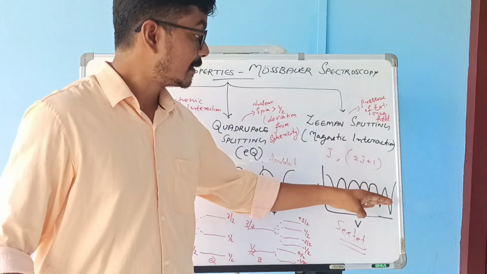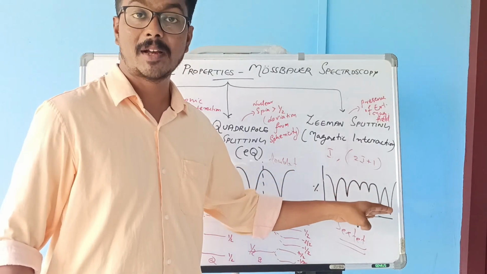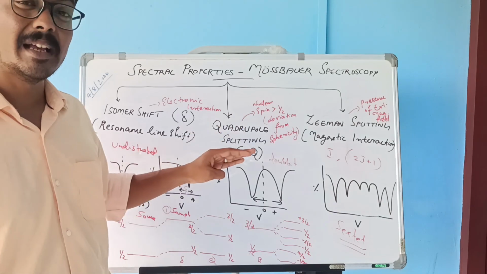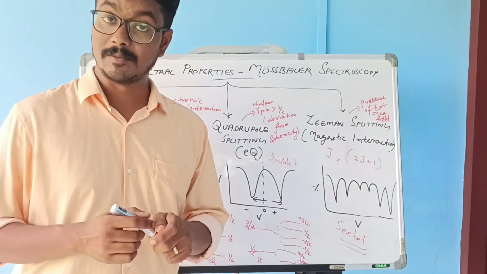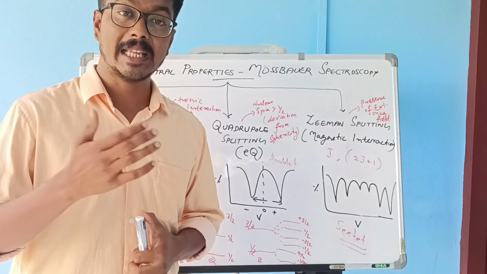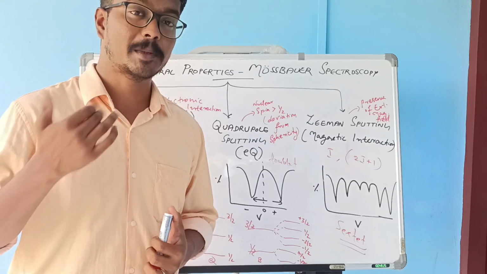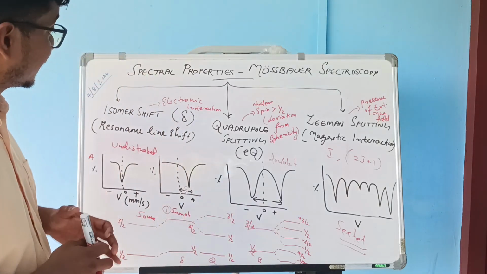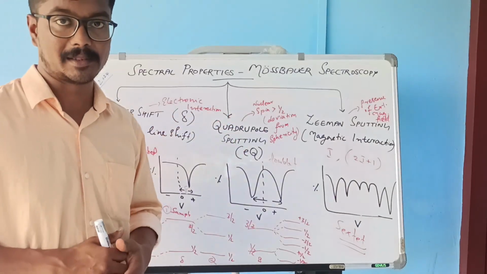So a hyperfine splitting occurs in the spectral line. These are the important spectral parameters we must know in order to analyze and infer data from the spectra that we obtain from the Mössbauer spectrometry. Now we are moving to discuss in detail each spectral parameter.